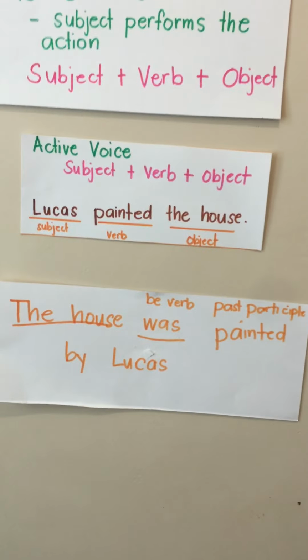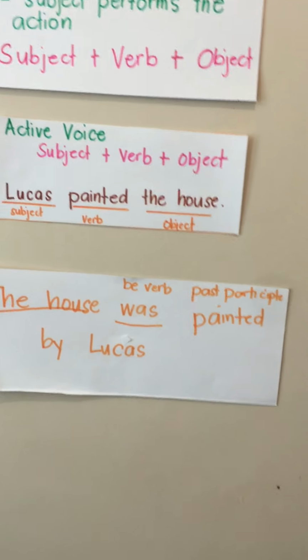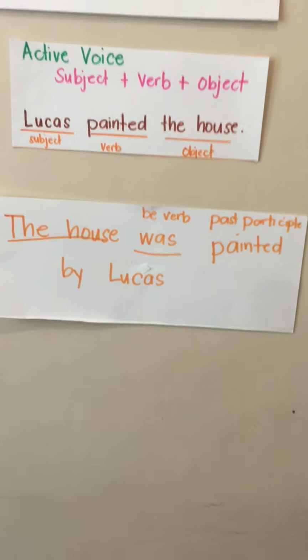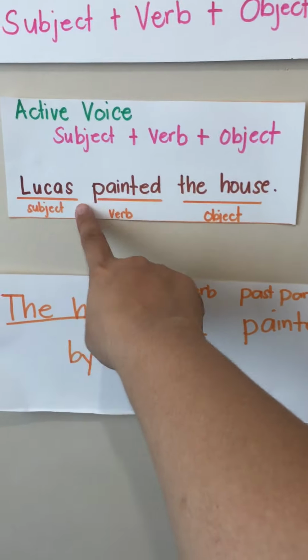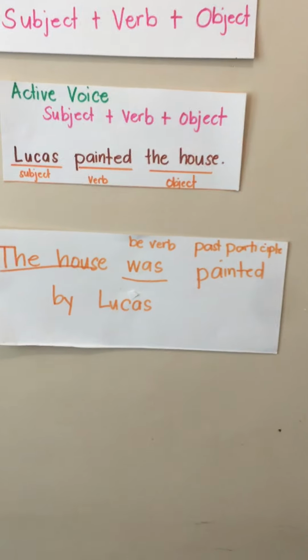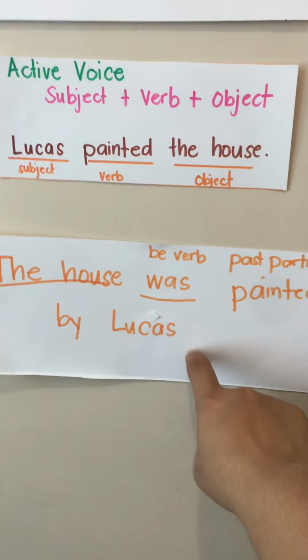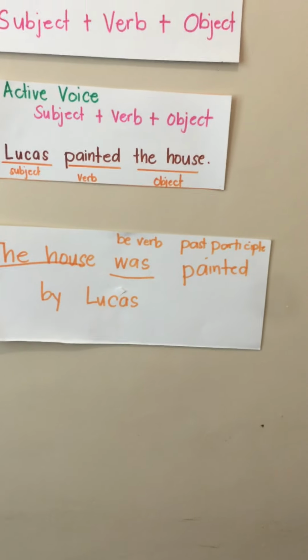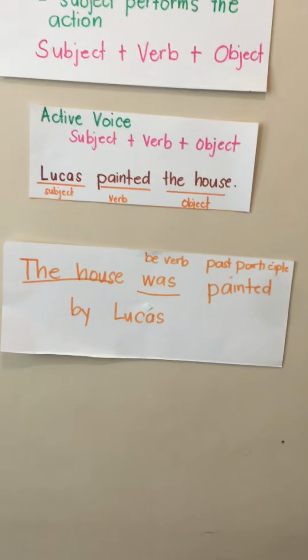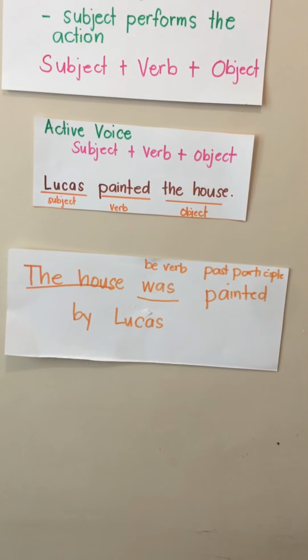So, see the difference between active voice and passive voice. Tandaan, in active voice, the subject is always the doer of the action. And in passive voice, the subject is always the receiver of the action. So, may tanong ba tayo mga kids? Kung wala, next natin gagawin ay ang ating activities.